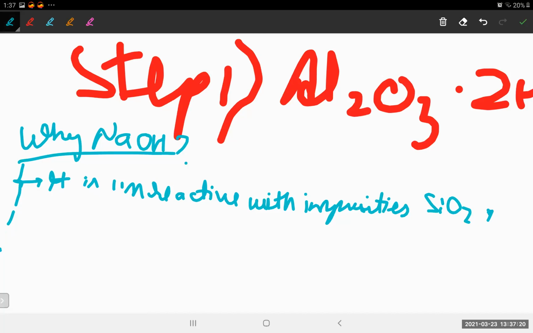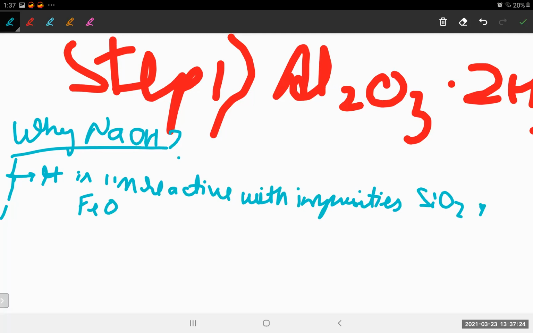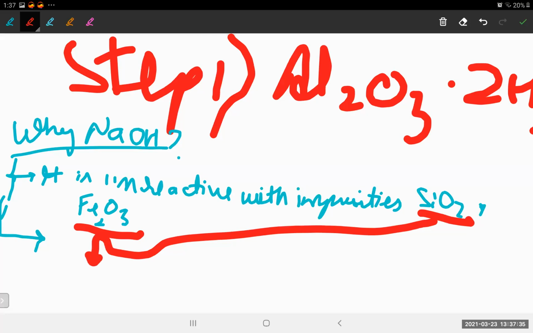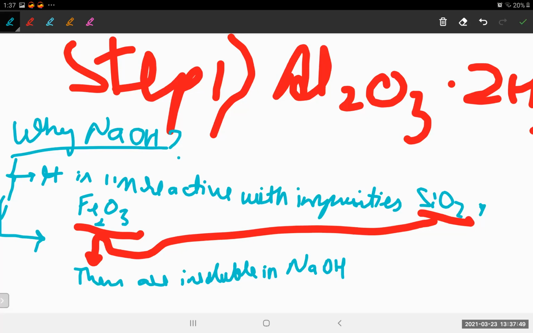So what I told you all, what are the impurities? Fe2O3 also. Okay, and the next point is that these impurities, SiO2 and Fe2O3, are insoluble in NaOH. So they do not dissolve. Okay, sodium aluminate is soluble in it. Okay, write down the compound only. I know it might be boring, but please try to understand. NaAlO2 is soluble. So see what is happening in NaOH.